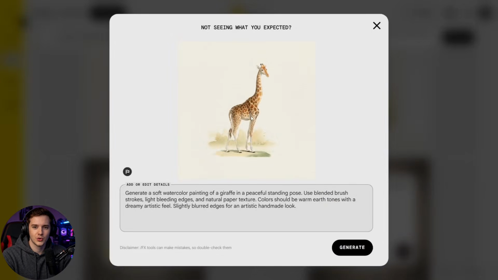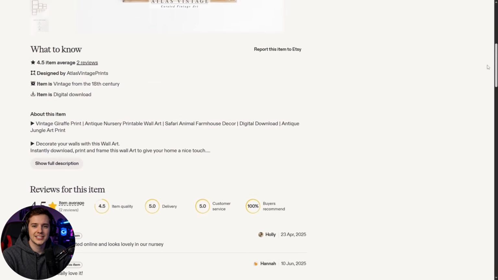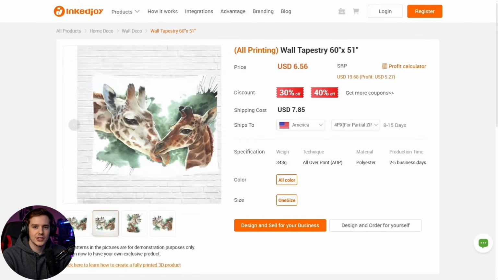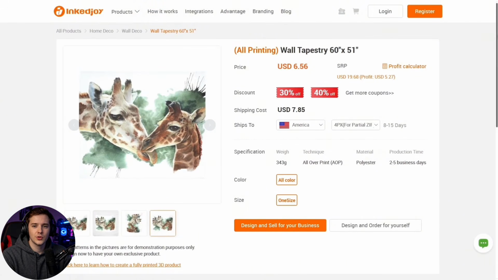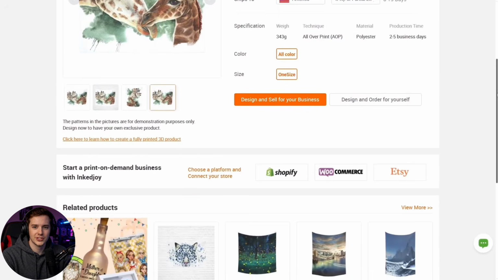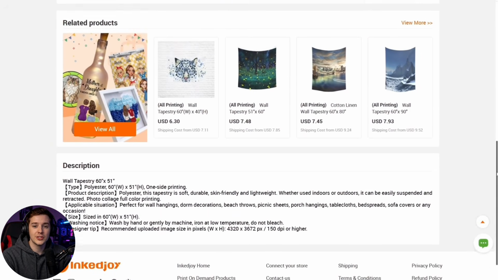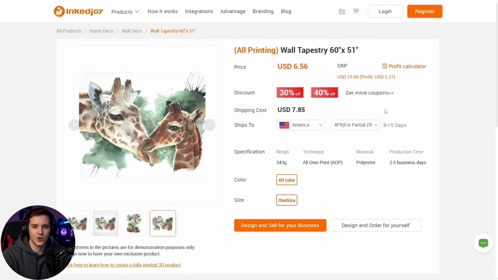You create one giraffe design using Nano Banana. You sell it as a digital PDF on Etsy. Then you take that same design and sell it as a physical product through Inkedjoy. That's 2 income streams from one idea. And you can expand even further with different variations, colors, styles, and formats. This is how you actually scale in the digital product space, not by constantly creating new ideas, but by maximizing the ones that already work.